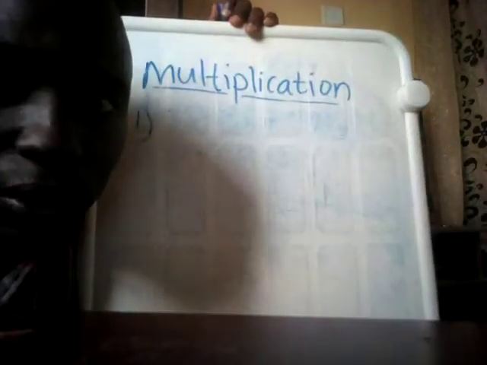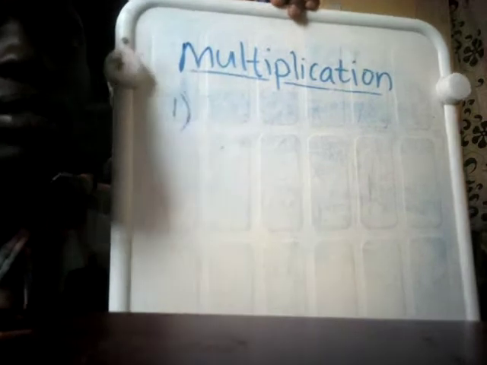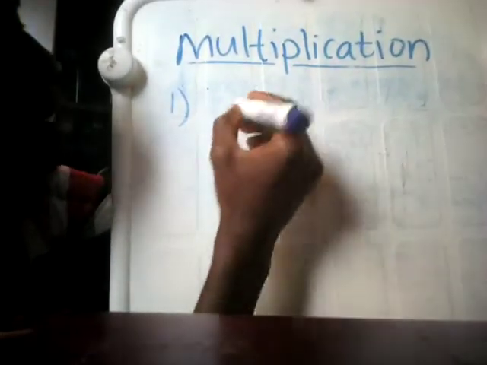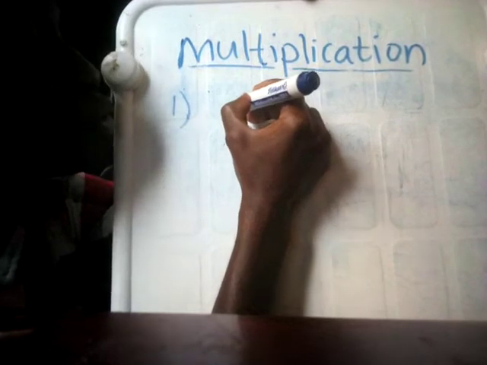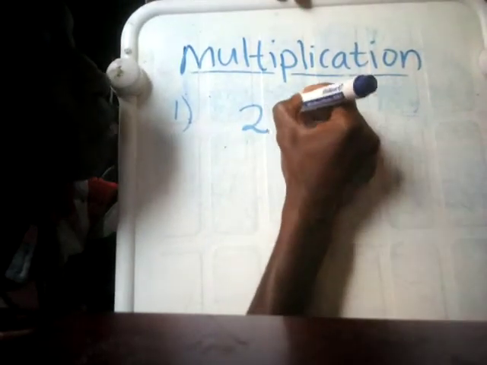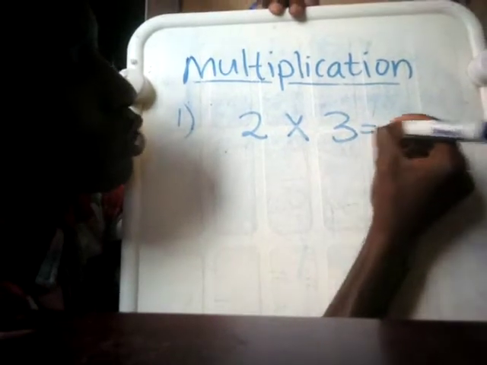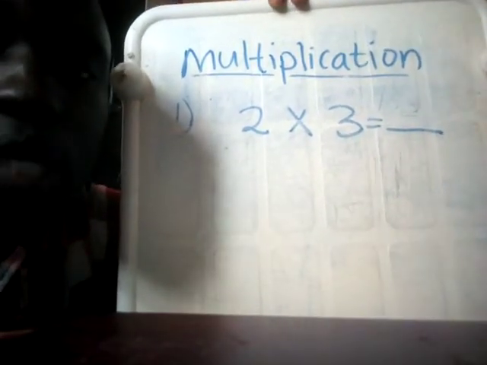So I have, that's my number 1. I hope you can see it. Number 1, right? So number 1 is 2 times 3 equals to dash. 2 times 3 equals to dash.